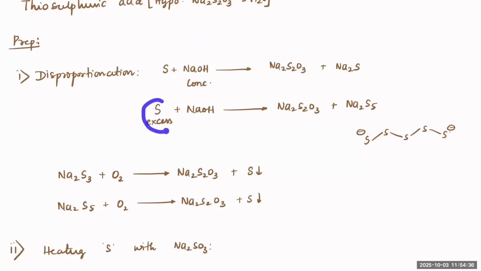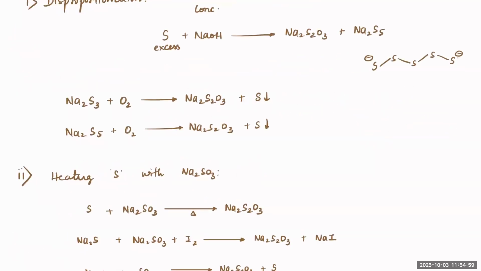When you take excess of sulfur, the same Na2S, instead of having one sulfur, can have a chain of it. Because the catenation property is good, sulfur can actually exhibit up to 5, some 7, 9, like that. It can keep on going. So Na2S5 is more observed when you take excess of sulfur. Na2S3, Na2S5, all of them, with oxidation, will convert into Na2S2O3.